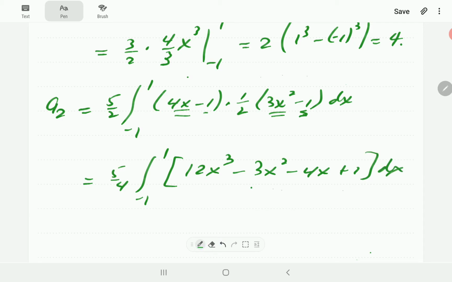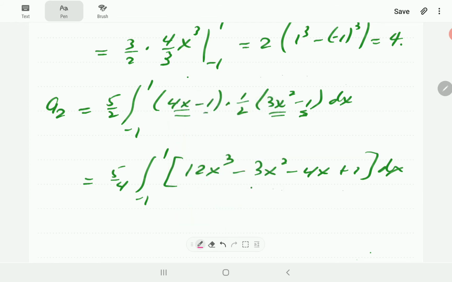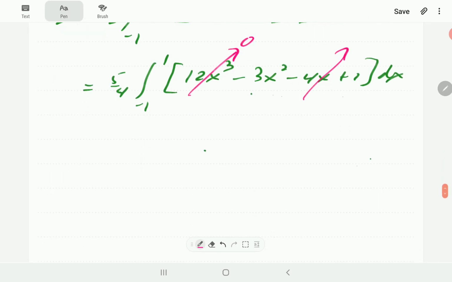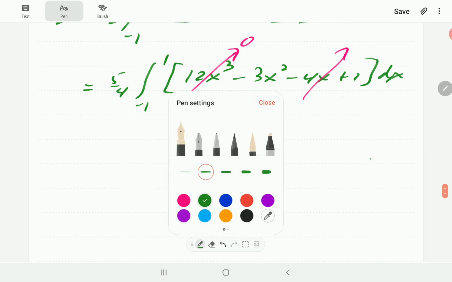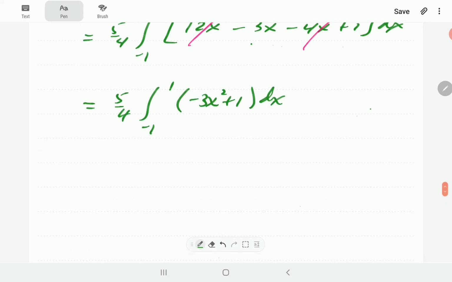Then again, this is a symmetric integral, so all the odd terms are going to contribute 0. These are the two odd terms. So this is simply 5/4 times the integral of minus 3x squared plus 1. So let's integrate this. 5/4. So this is going to be negative x cubed plus x.